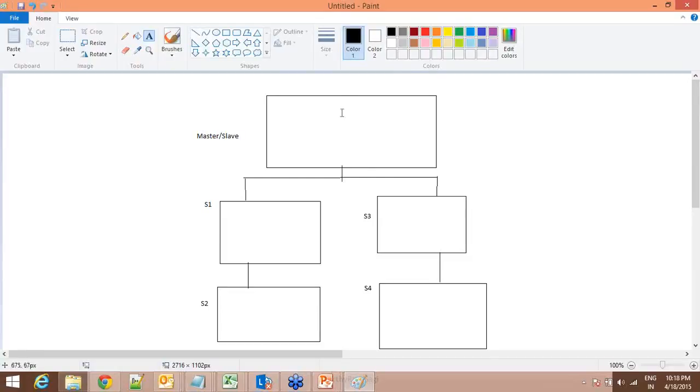Assume the master has a 2 TB hard disk, and the slaves have 1 TB, 1 TB, 1 TB, 1 TB. So 4 plus 2, a 6 TB capacity cluster. But 6 TB is not big, right? One day my 6 TB is full.